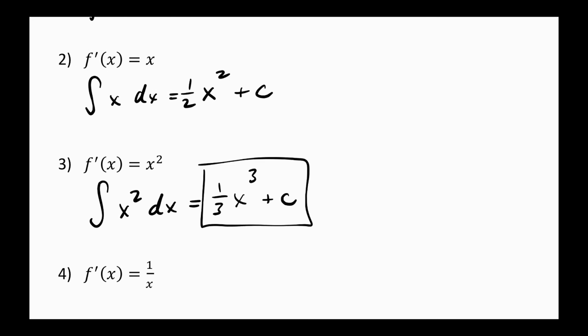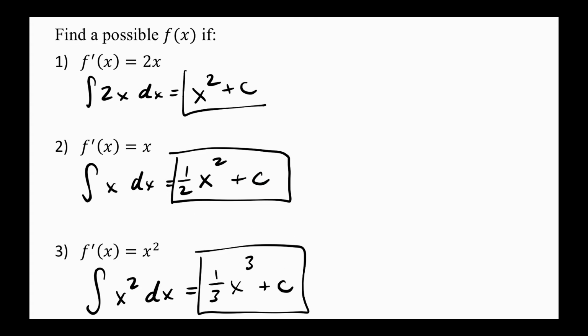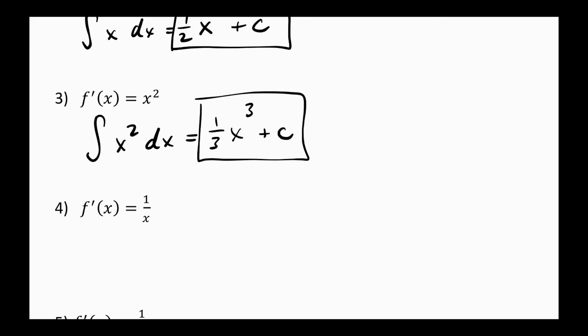Okay. So when we were finding derivatives, the power rule said, multiply and subtract, right? Multiply by the power, subtract 1 from the power, right? What does the antiderivative say to do? Not multiply and subtract. What does it say to do? Add and divide, right? The opposite, right? Makes sense. It's the antiderivative, right? Okay. All right.